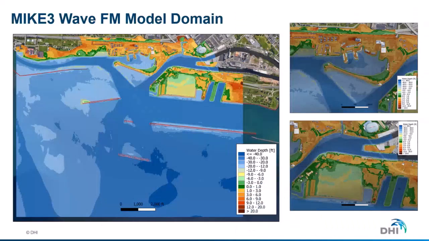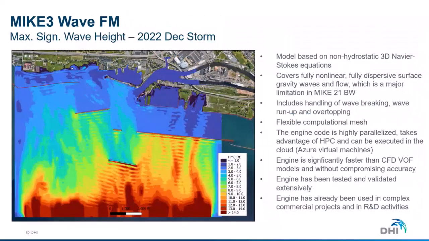So the mesh for the Mike 3 wave FM model was very much based on the existing bathymetry and topography that we'd interpolated for the previous models, except, again, at a higher resolution. There are a lot of complex structures and low crested breakwaters, concrete breakwaters, seawalls, all kinds of different permeability and reflection coefficients for these. So they had to be integrated quite precisely, all these different types of structures. The model is based on non-hydrostatic 3D Navier-Stokes equations. It's definitely computationally a little bit heavier of a model, but it's significantly faster than, for example, a CFD model.